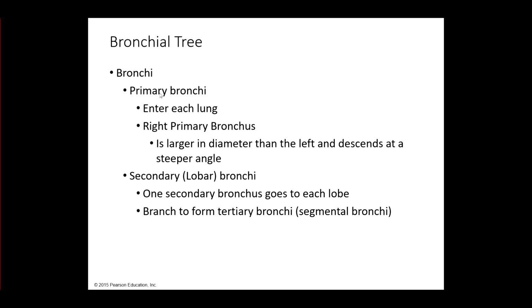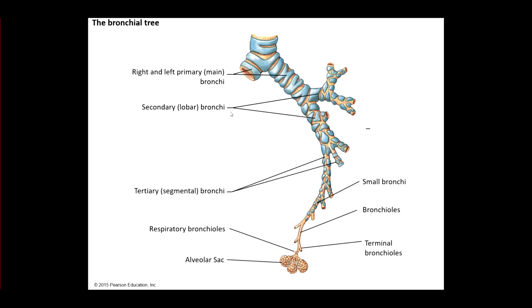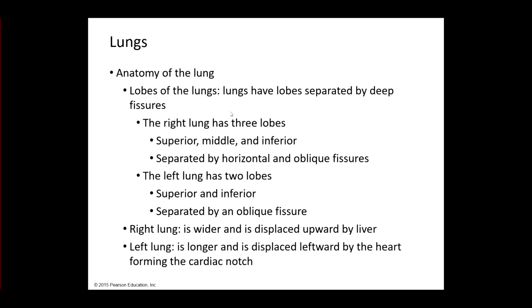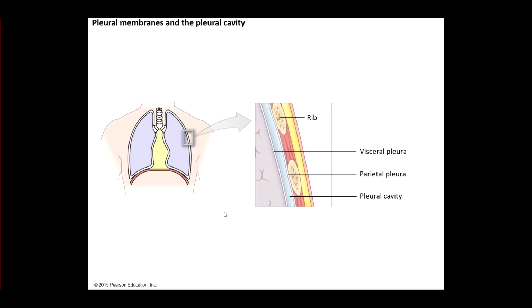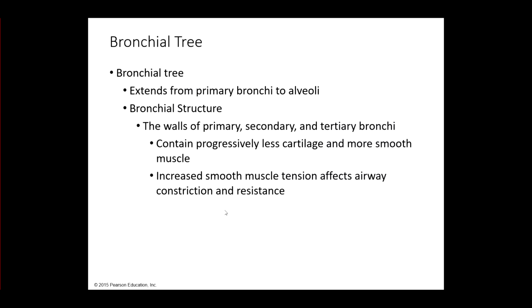So each primary bronchus, I should say, is going to enter each lung. Let's see if we have a picture real quick. I'm going to show you back to this one here, way back when. Watch this. So this was the carina, right? So this is going to be the left primary bronchus, right primary bronchus.